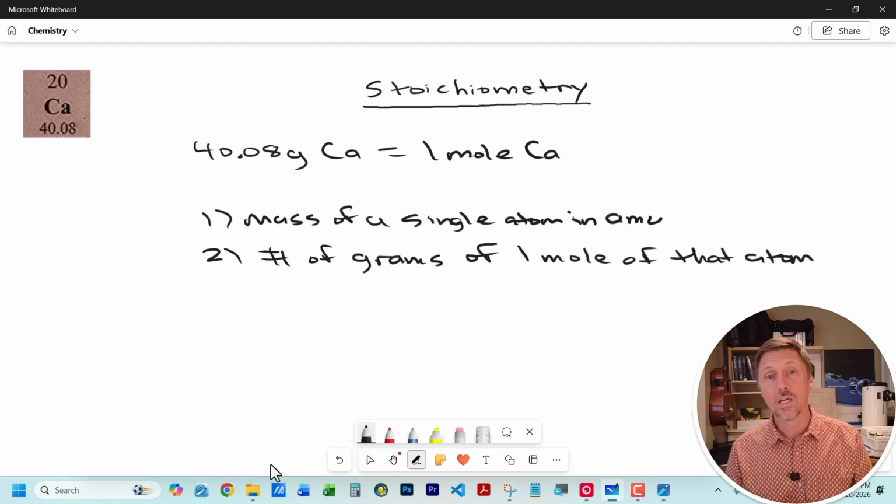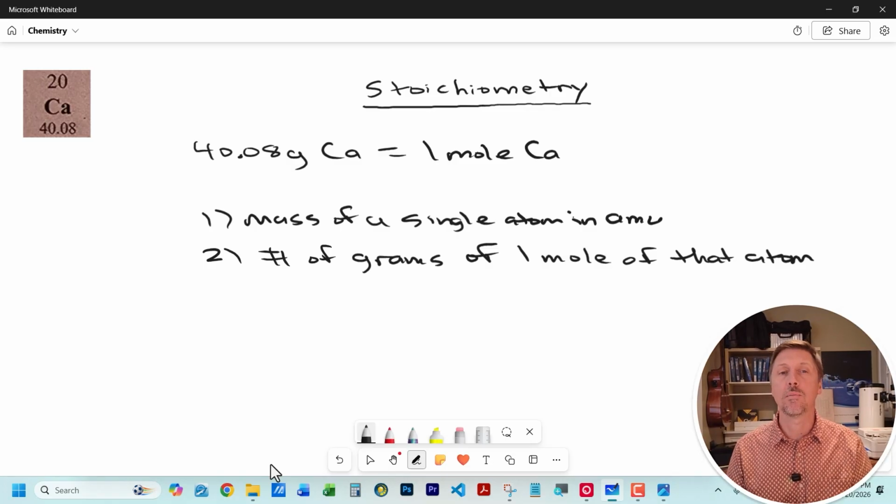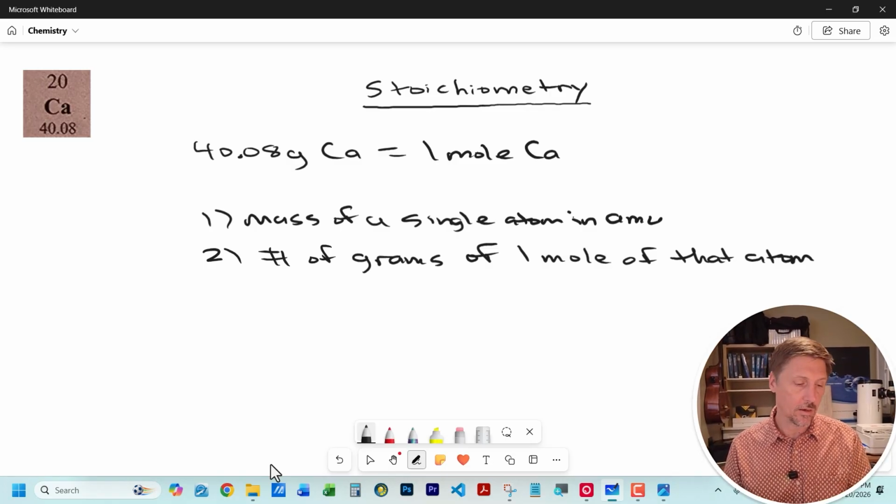In other words, if we had 1 mole of calcium atoms, or 6.02 times 10 to the 23 calcium atoms, it would have a mass of 40.08 grams, okay? So 2 meanings for that value. And how are we going to use that? All right, let's actually put that to use.